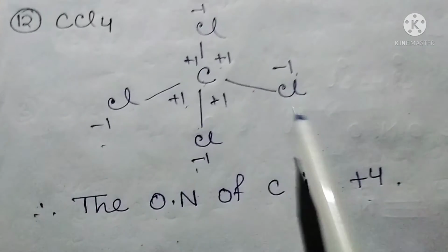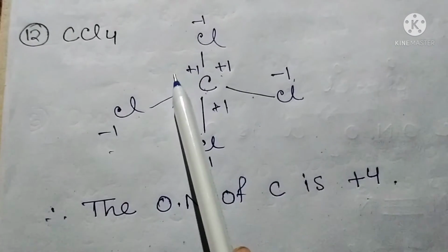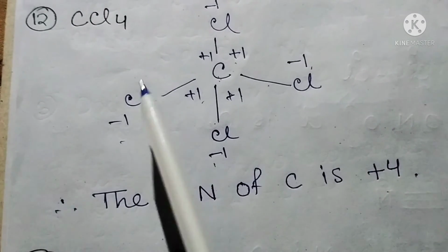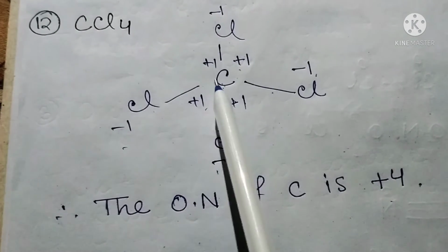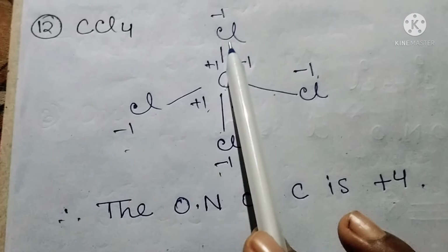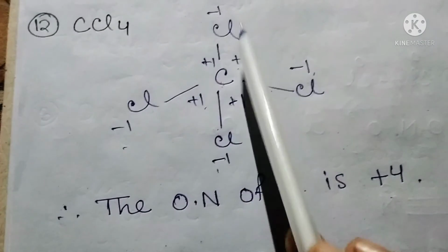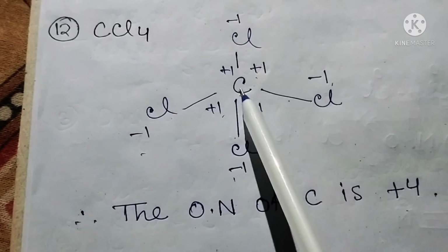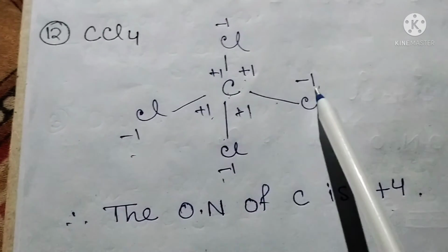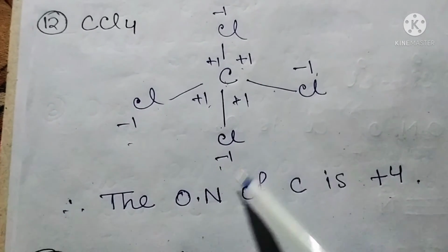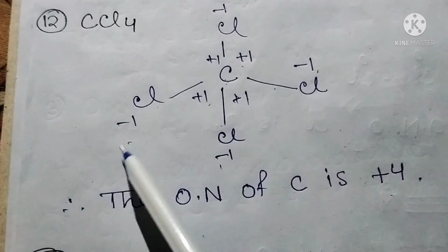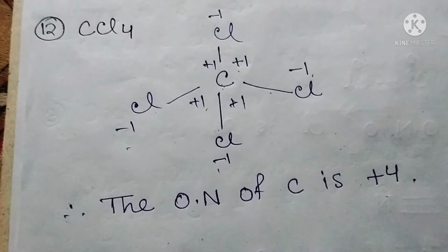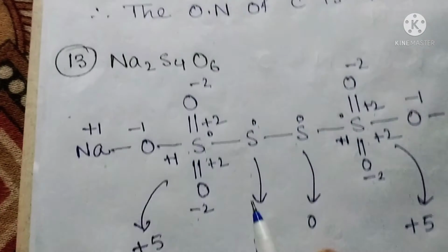Next example we take here is CCl4. At first we draw the structure of CCl4. Carbon is less electronegative than chlorine. So we get a negative 1 charge on chlorine. So here we get positive 1 charge on carbon. Similarly here negative 1, positive 1, negative 1, positive 1, negative 1, positive 1. So the oxidation number of carbon is +4.